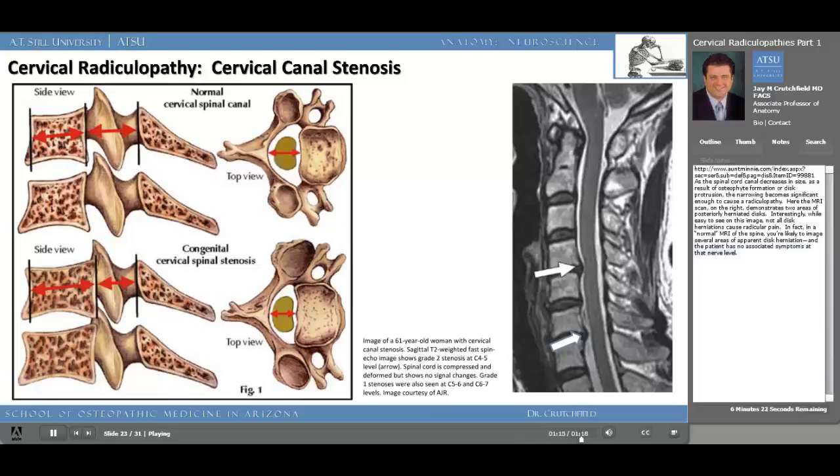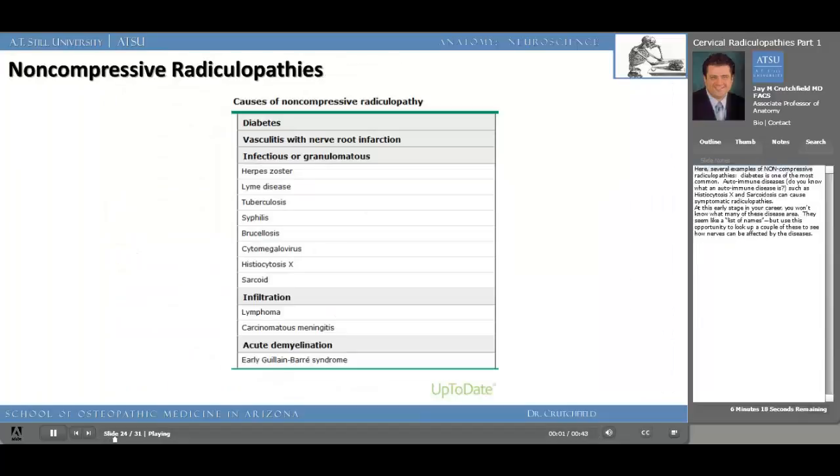Here, several examples of non-compressive radiculopathies are noted. Diabetes is one of the most common. Autoimmune diseases, I hope by now you know what an autoimmune disease is, such as histiocytosis X and sarcoidosis, can cause symptomatic radiculopathies. If you don't know what these autoimmune diseases are, Google them, but don't go down the rabbit hole that Google will take you.